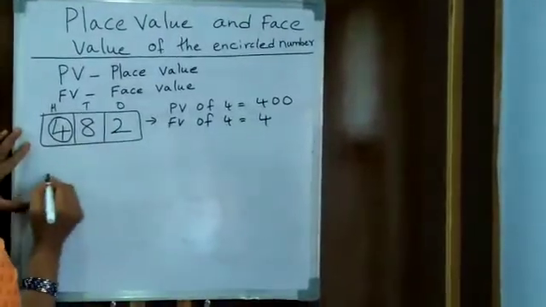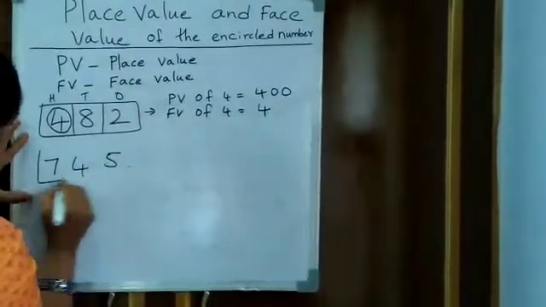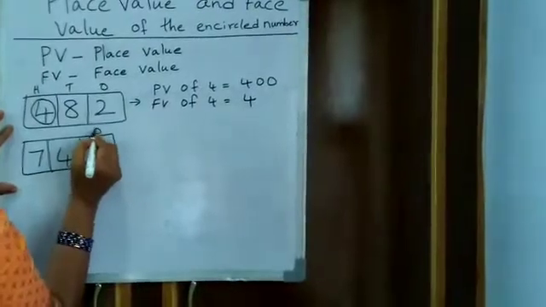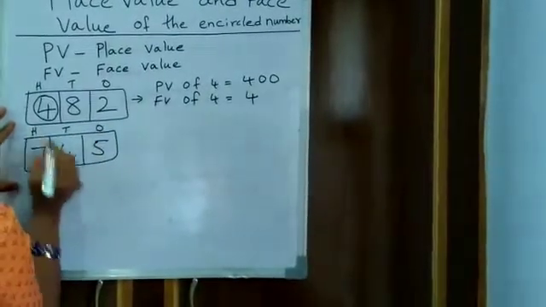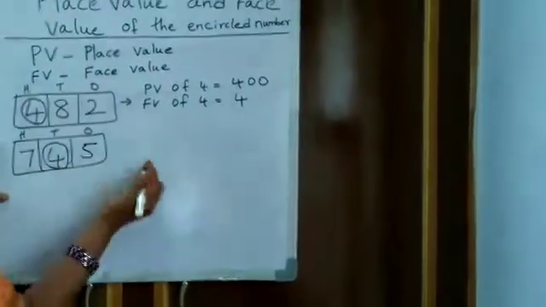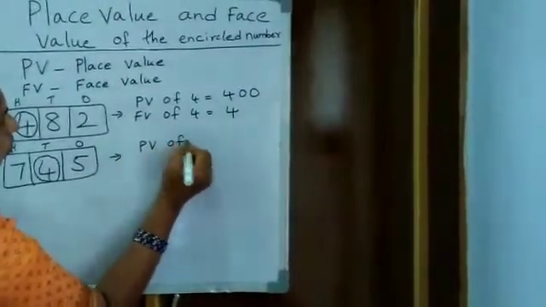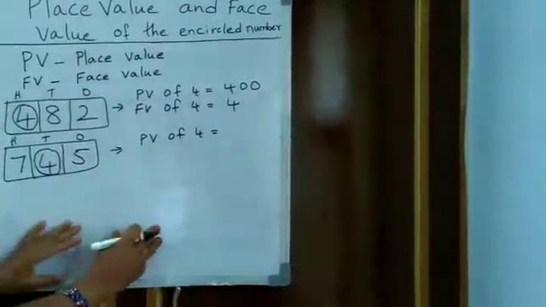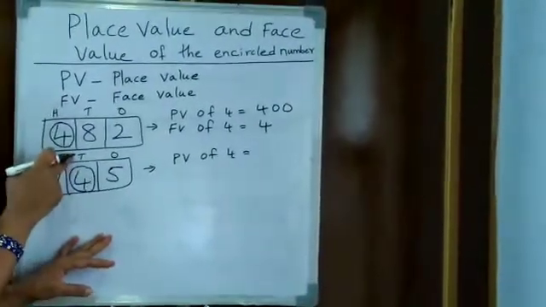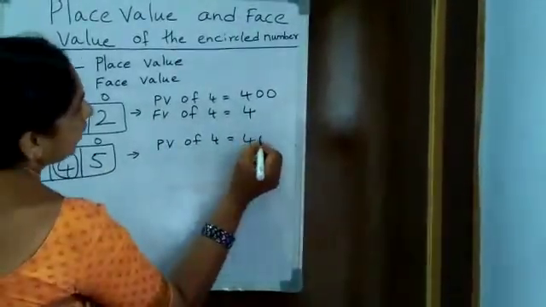See here, 745. Write the place values: ones, tens, hundreds. Now here I am encircling 4 again. See the difference. Place value of 4 is equal to... Now what is the place value of 4? Here it is in the tens place. See, it is changing. So 4 tens, 40.